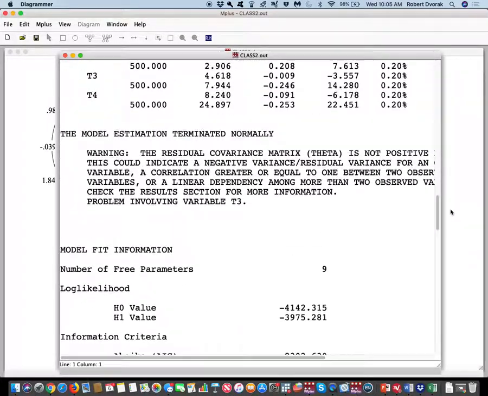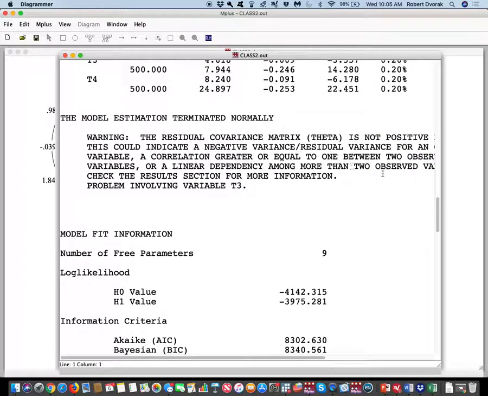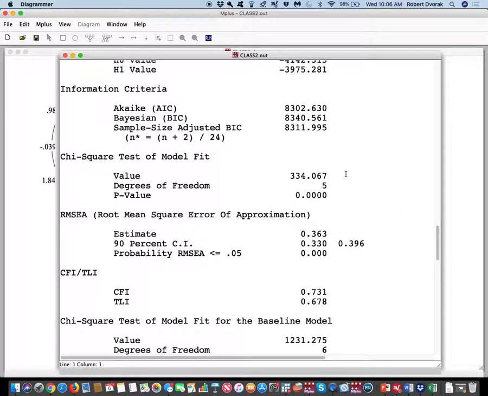We've got some issues, right? So first, residual covariance is not positive definite as it should be. There's a problem with time 3. This model looks like garbage. That's because when you make up data to fit a specific type of model, it looks like garbage. Everybody else's look like this as well? All right, so for the time being, let's do this. Our chi-square is 334.067 with 5 degrees of freedom, okay? We can remember 334 and 5, that's easy enough.